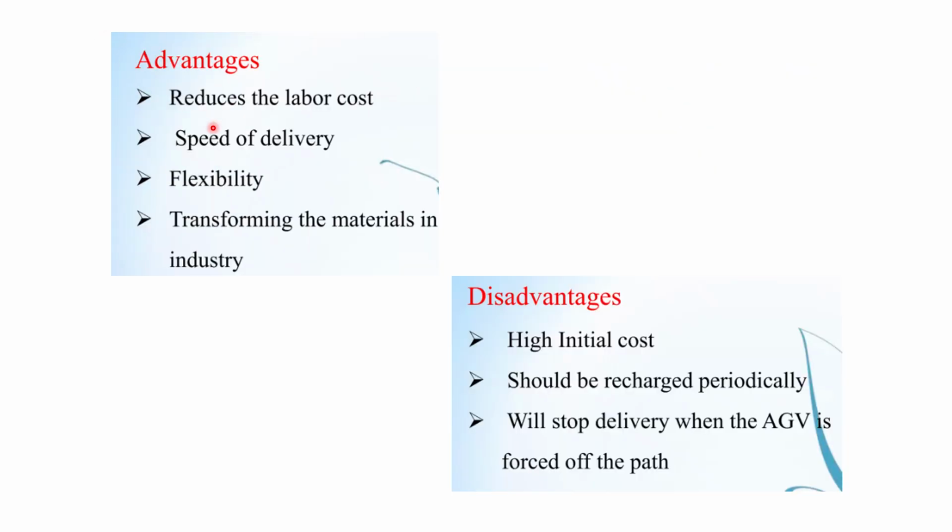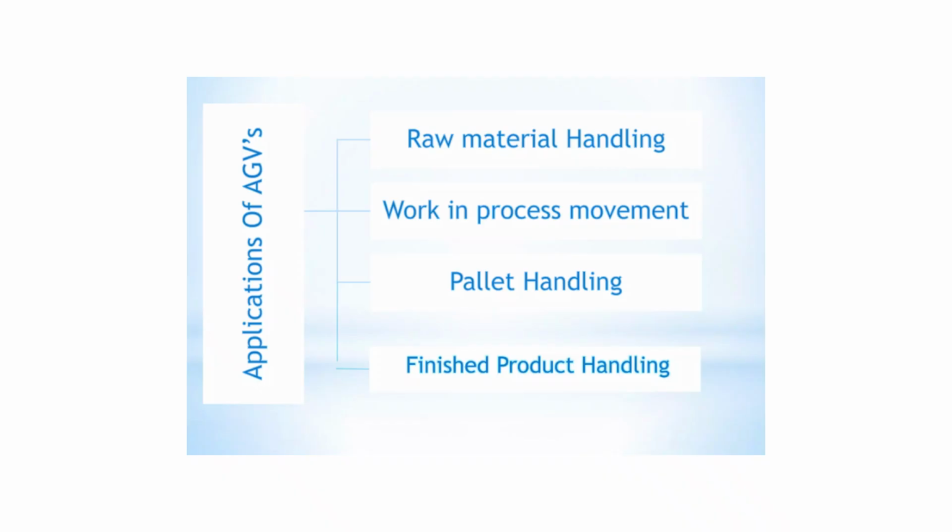So these are the advantages and disadvantages of AGV. By means of AGV, one can reduce the labor cost, increase the speed of delivery, and gain flexibility in transferring the material in the industries. The drawbacks are high initial cost. It should be recharged periodically. It will stop the delivery when the AGV is forced off the path. So finally, applications of AGV are mainly raw material handling, work in process movement, pallet handling, and finished product handling. So these are some of the applications of AGV.